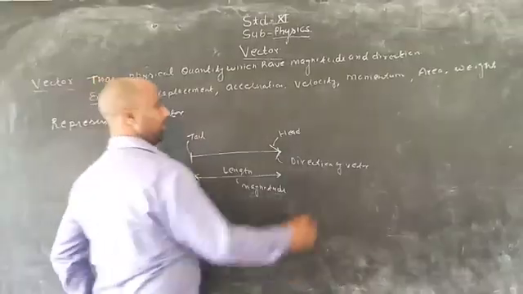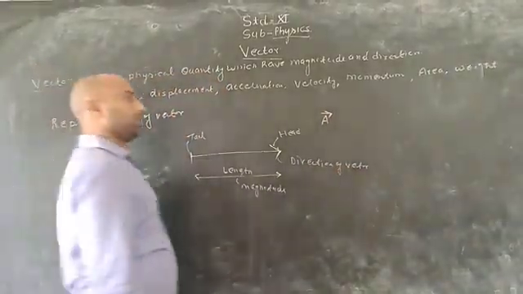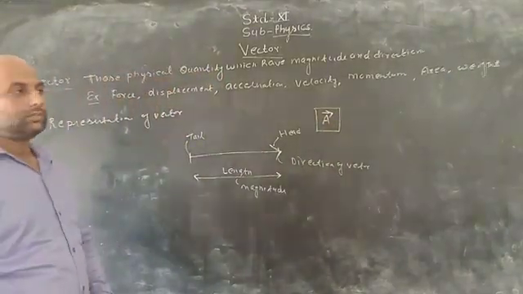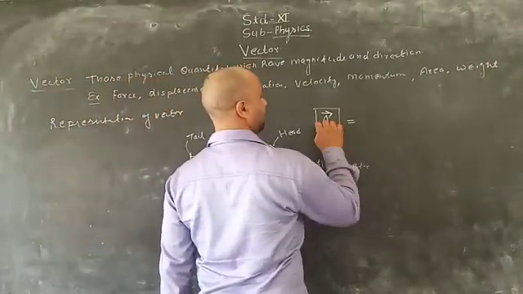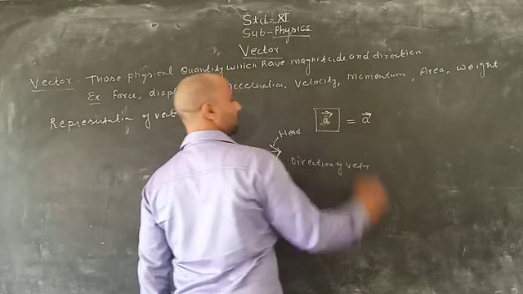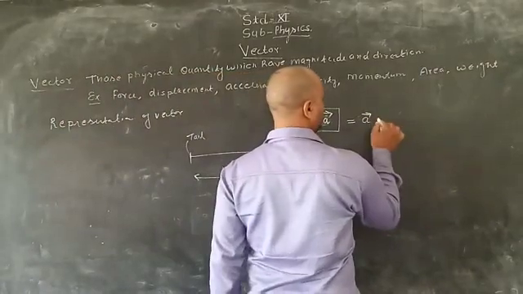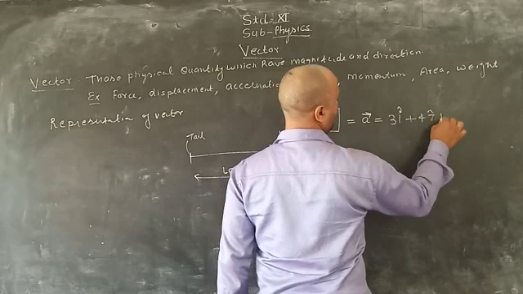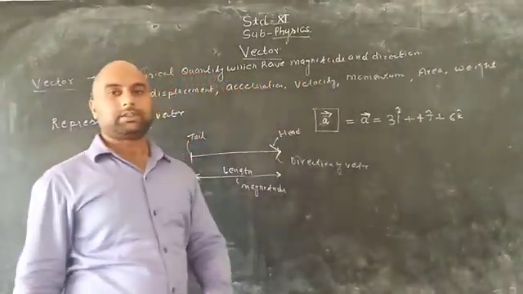Suppose we have a vector a. This is the representation: vector a is equal to, and this vector is represented in small letters. We always use small letters for vectors. That is vector a, and this is equal to 3i plus 4j plus 6k. These are the representations of vectors.